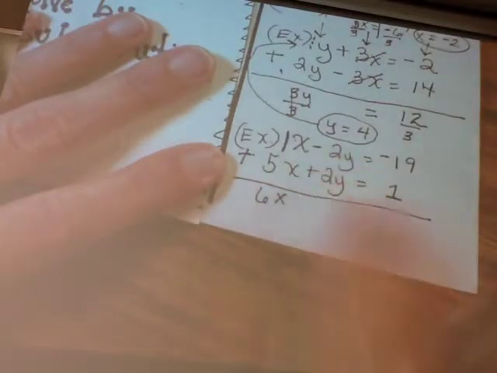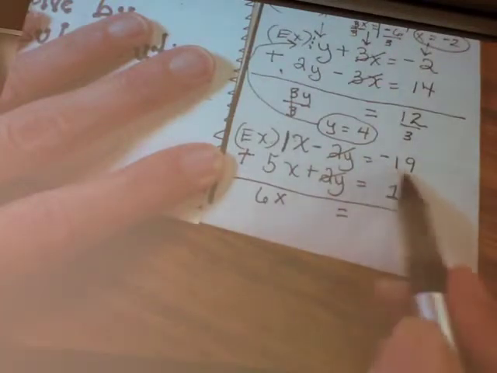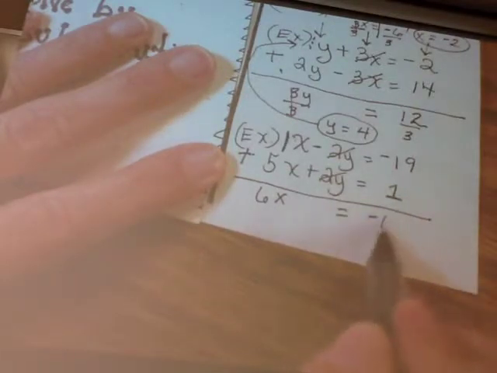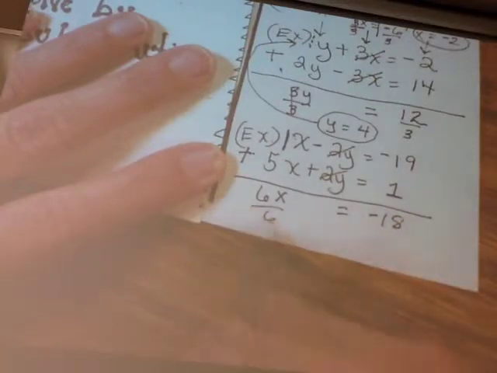That makes nothing, so that's good. They cross out or eliminate each other. And negative 19 plus 1, negative 18. And then divide by 6. X would be a negative 3. So x is a negative 3.